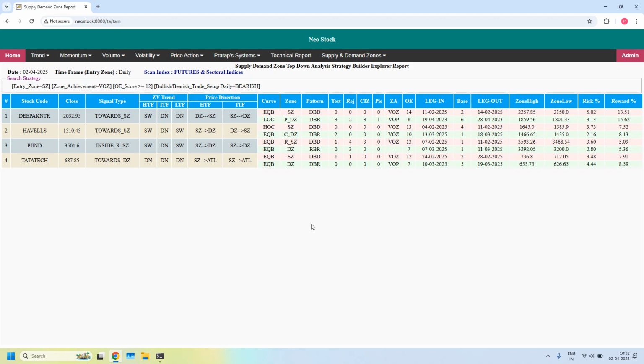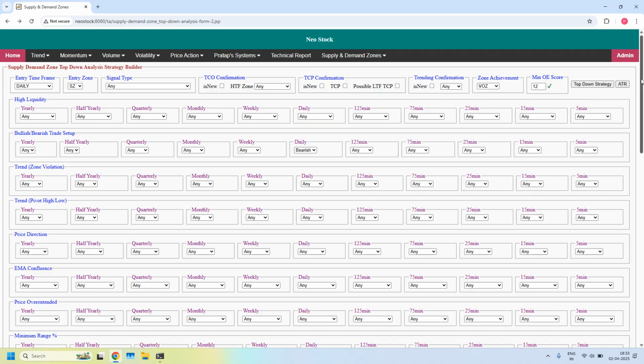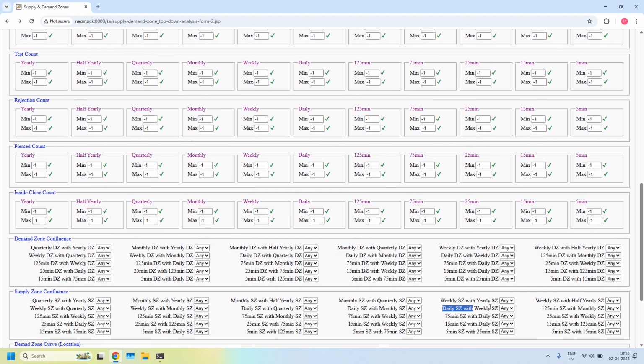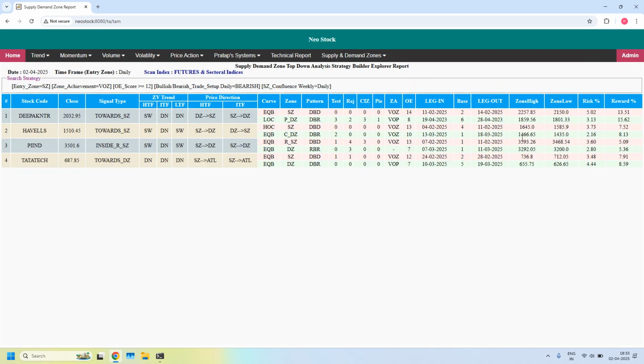Out of these 4, even more high probability trade setup supported stocks are available. Let us find based on the zone confluence. So as usual, first filter LTF, ITF supply zone confluence. That is a daily and weekly supply zone confluence. With this filter, we got all 4 stocks. That means these daily supply zones are already part of weekly supply zone. And weekly trend is down in all the stocks.